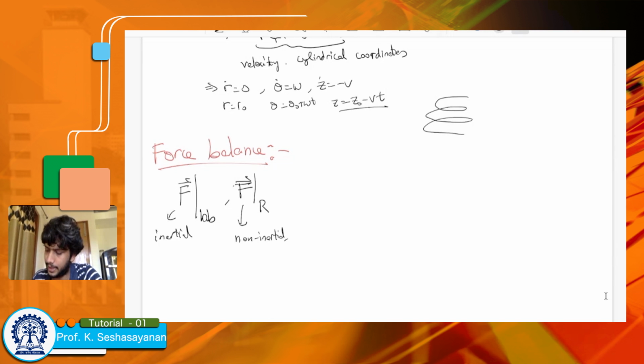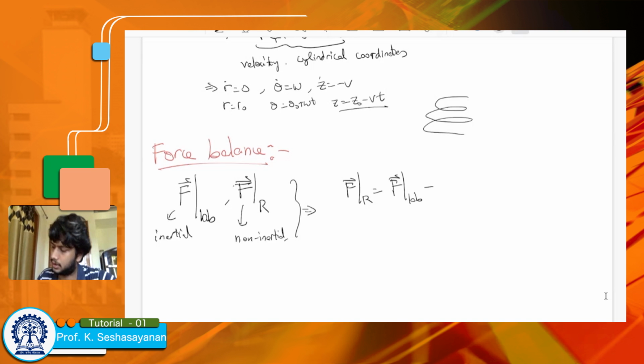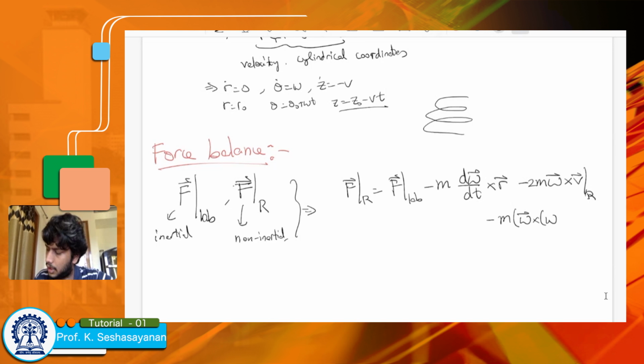So these two can be related by this expression, which says that F bar, the rotating frame, is nothing but F in the lab frame minus, so now we'll have to add the fictitious forces, minus m d omega by dt cross r vector, minus 2m omega cross v as measured in the rotating frame, minus m omega cross omega cross r. So I'll explain what these three terms are. This is the expression which was found in the class. So these three terms are fictitious forces.